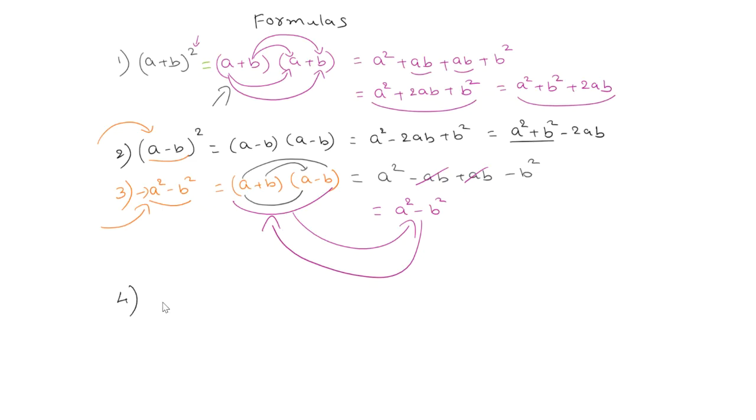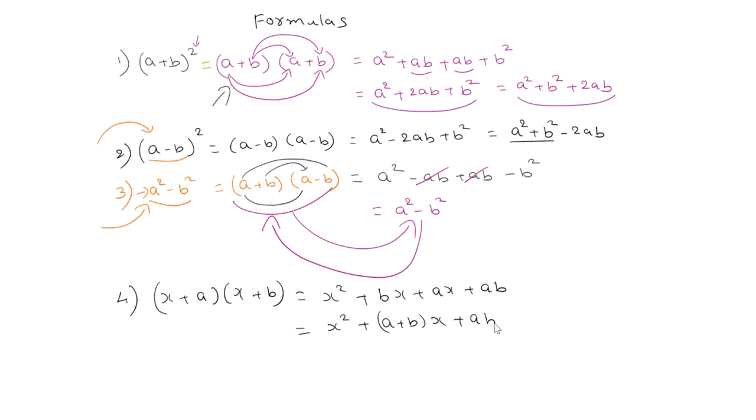Next, our fourth formula is x plus a into x plus b is equal to how much? Similarly to the above one, when we multiply, we get x square plus bx plus ax plus ab. With a small simplification, clubbing like terms in one place, a plus b, we take x common and write a plus b into x plus ab. So finally, this is the output for x plus a into x plus b.